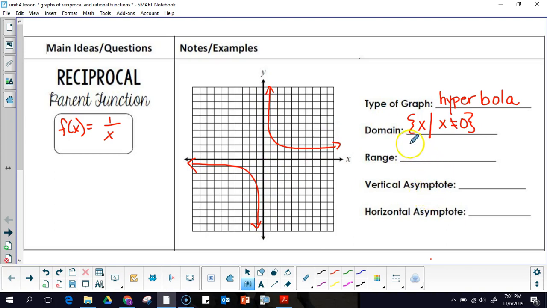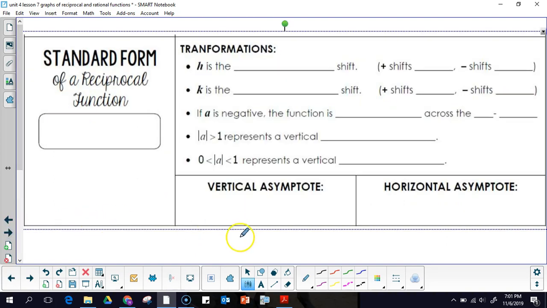The range is all real numbers except 0, so we're going to say y such that y does not equal 0. So it also has a horizontal asymptote at y equals 0. And then, of course, we just stated that the vertical asymptote is at x equals 0, and the horizontal asymptote is at y equals 0. If you don't remember what asymptotes are, it's where the graph approaches that line, but it doesn't touch it. So remember, back in Unit 3, I think, we denoted those with a dotted line like that, so that would be the horizontal asymptote. Okay, so that's reciprocal functions.